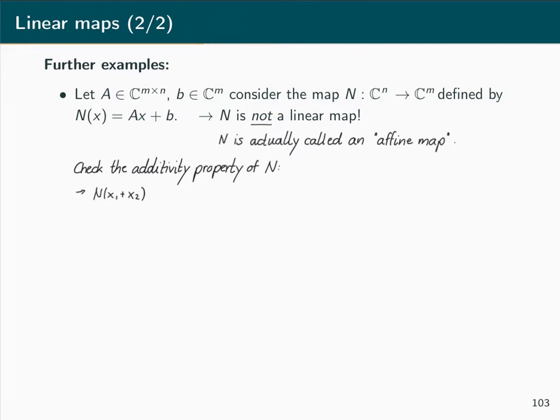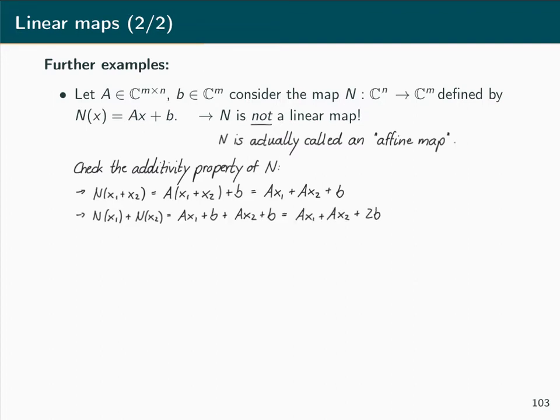First, we calculate N of x1 plus x2, which by the definition of N as Ax plus b leads to Ax1 plus Ax2 plus b. And second, we calculate N of x1 plus N of x2, which by the definition of N as Ax plus b leads to Ax1 plus Ax2 plus 2b. So we observe that these two are actually not equal unless the vector b equals 0.